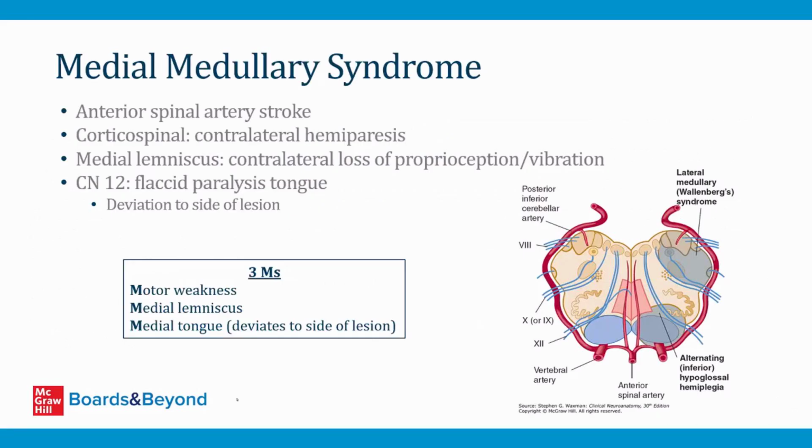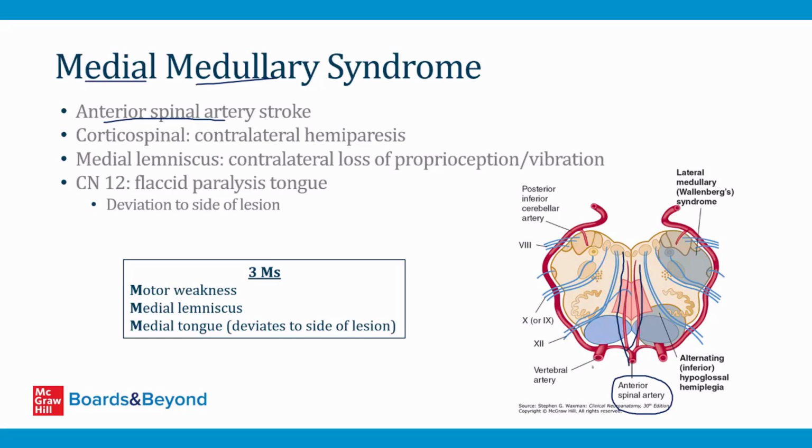And so just like in the pons, you can break down stroke syndromes in the medulla into those that involve the medial structures of the medulla and those that involve the lateral structures of the medulla. So let's talk about what a medial medullary syndrome would look like first. This can be caused by stroke involving the anterior spinal artery. If you look at this drawing on the slide, this is the anterior spinal artery shown right here, and it gives blood supply to the medial region of the medulla.